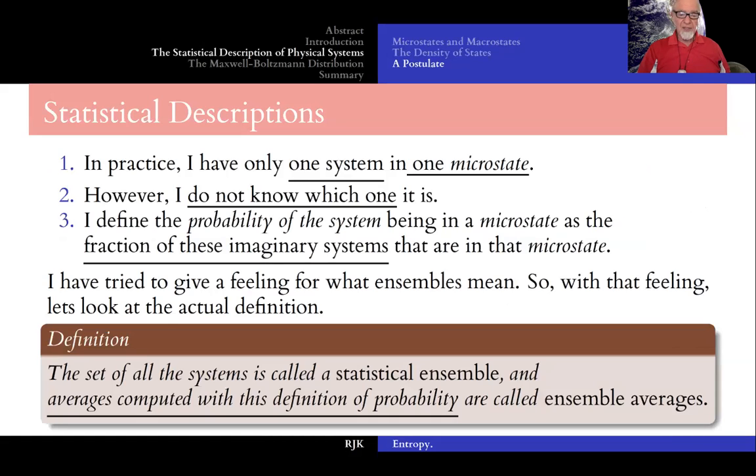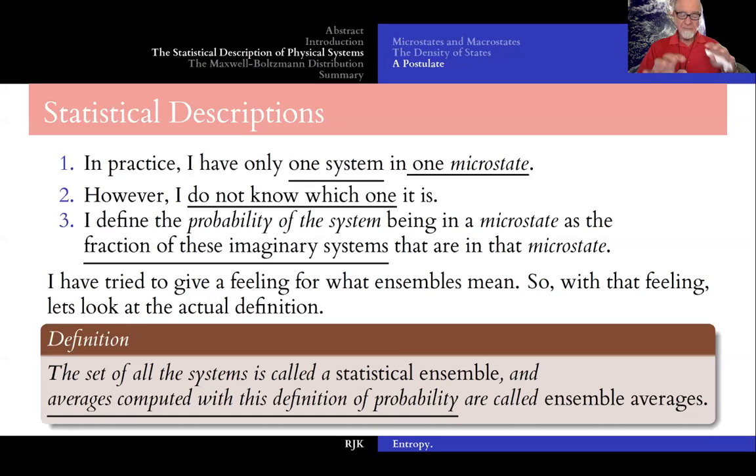We want to do this because we want to have only one system in one microstate. However, I don't know which one it is. So I want to define the probability of the system being in a microstate as the fraction of these imaginary systems that are in that microstate.